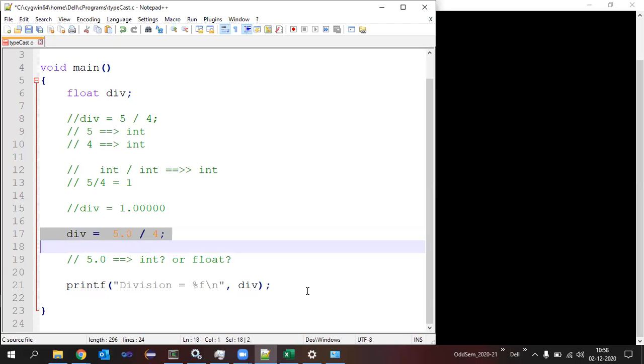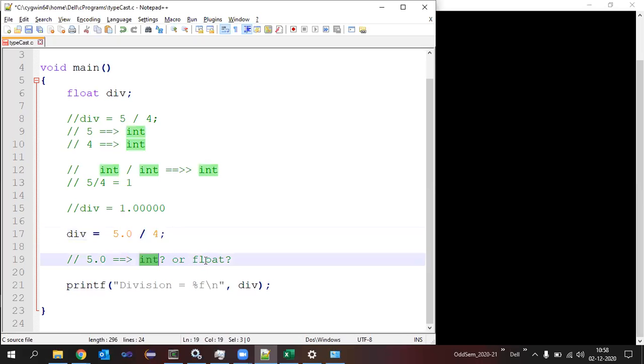We did what? Division is equals to 5.0 and then divided by 4. Now here, if you look at the first number 5.0, what type of data type is it? Is it an integer or is it a float? Float. It is a float. Why is it float? Because after the decimal point, we have added a decimal point and then written a 0.